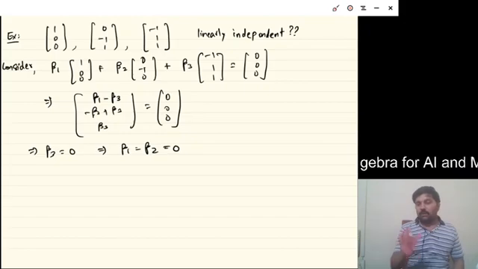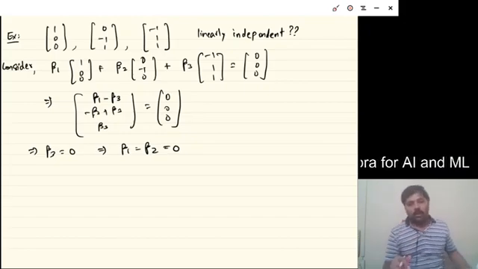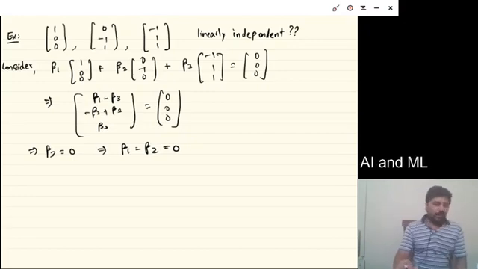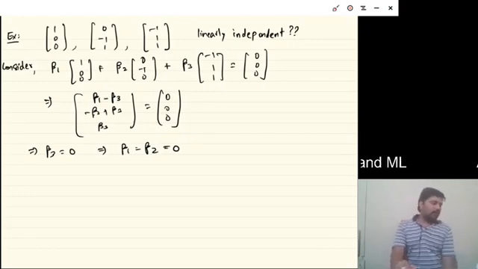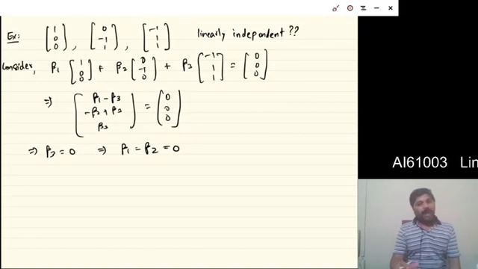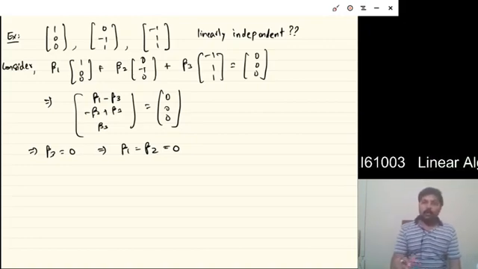But now you see, this may not always be easy. The entries in these vectors are chosen in such a way that I can very easily and quickly illustrate whether these vectors are linearly dependent or not. But in real life, it may not be as easy as this particular example to check whether the vectors are linearly independent or not.